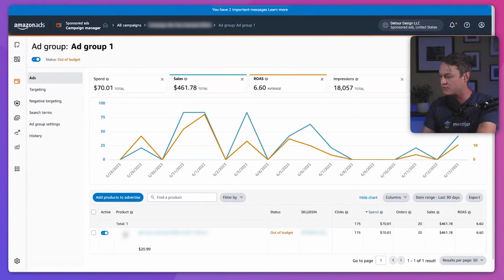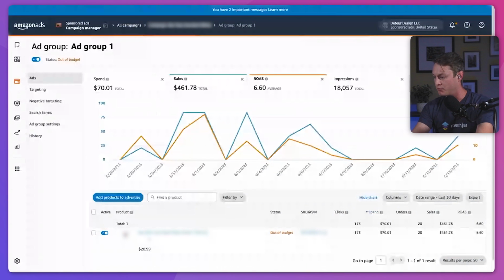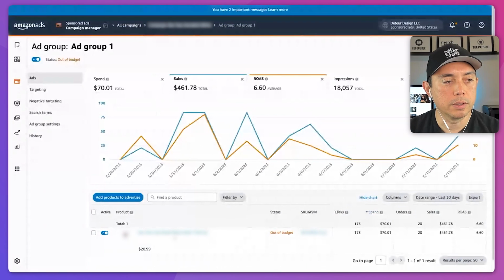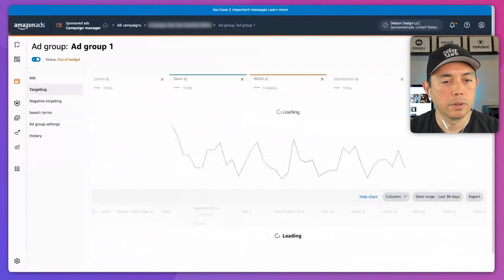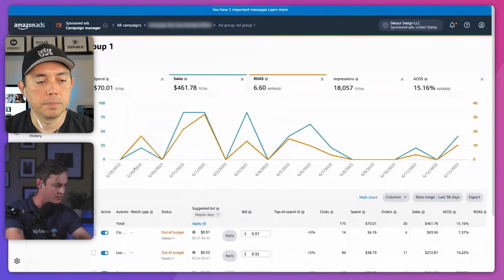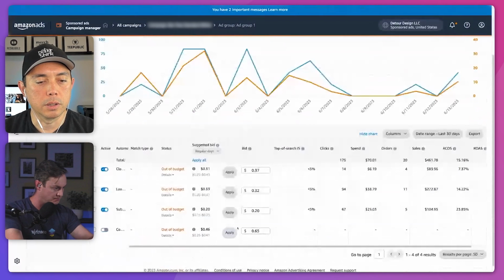Okay, so next we want to go to, we only have one ad in our campaign. We have one ASIN. That's your ad. And then we want to go to our targeting in the left column. Boom. And this should show us all of our targeting groups. That's right. This is the data we want to look at.